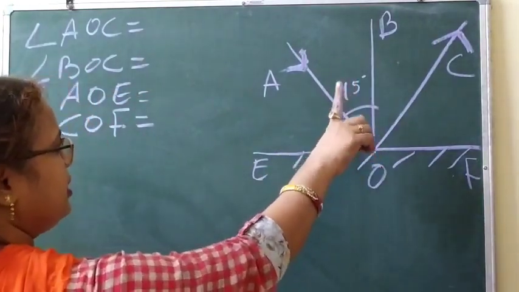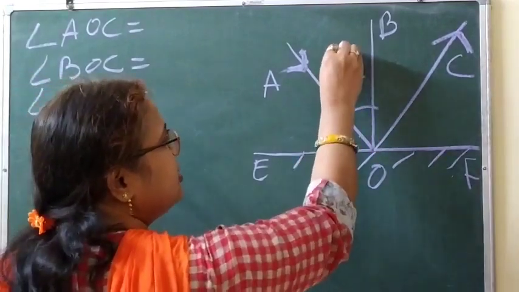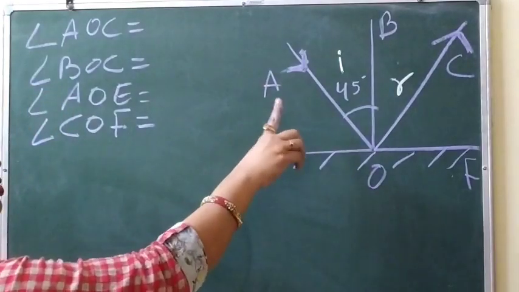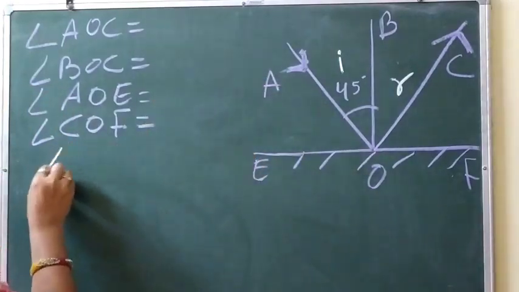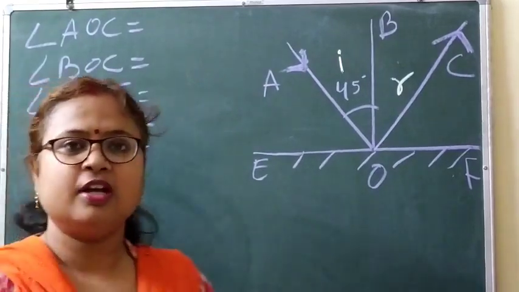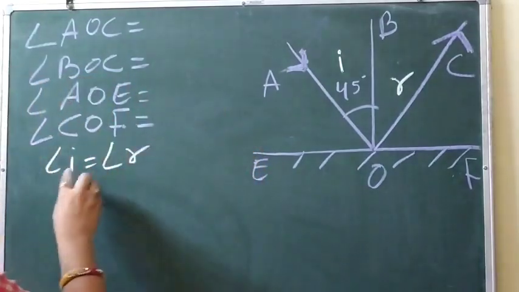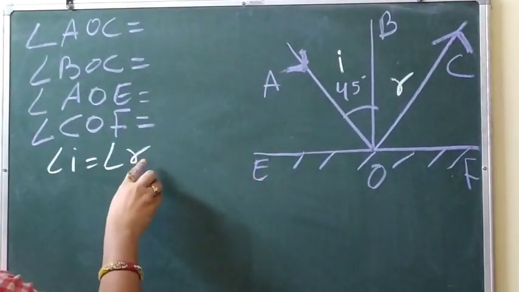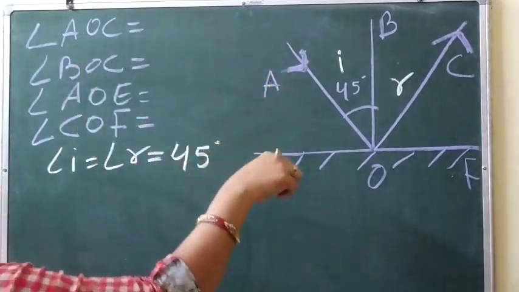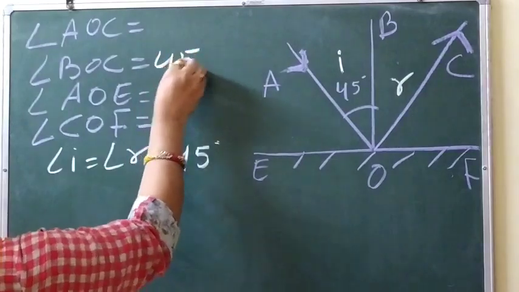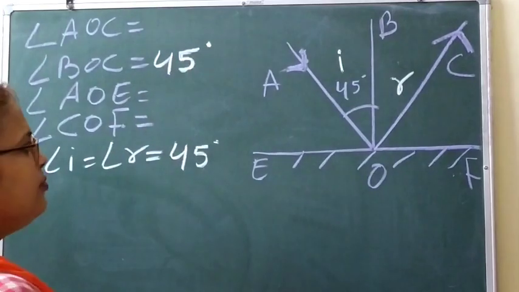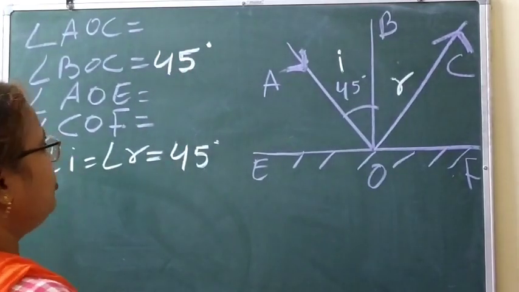AOB is given as 45 degrees. So AOB is the angle of incidence, and BOC is the angle of reflection. Clear? And we know that the angle of incidence is equal to the angle of reflection according to the law of reflection. So if angle I is 45 degrees, then angle R will also be 45 degrees. So we got the value of angle BOC, which is equal to 45 degrees.